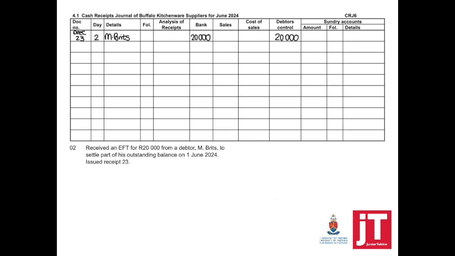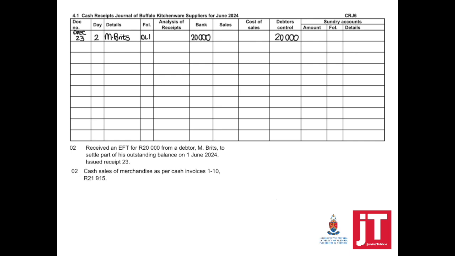From who did we receive the money? From M. Brits. How much? $20,000. It goes directly to bank. Why? Because of debtor's control. This is a debtor, so we have to post it to his personal account.